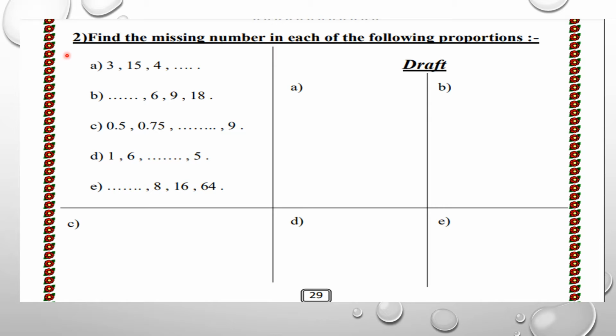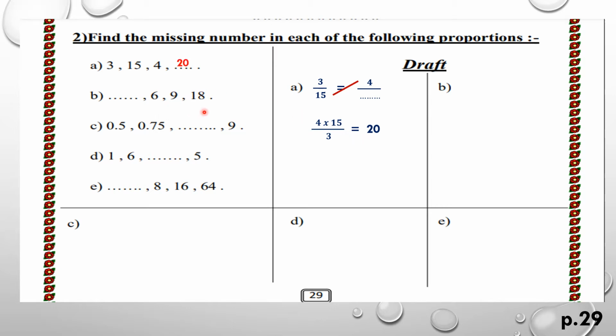Page 29. Number 2. Find the missing number in each of the following proportions. Letter A, 3, 15, 4, and dots. We cannot find the missing number till we put it in the form of a fraction first. How can we put it? We are going to put it by order. 3 over 15 equals 4 over dots. Here we have a form of fraction. Now, do we have a completed cross? Yes, we have 15 and 4. So the missing term equals 4 times 15 over 3, which is equal to 20. This is my answer.